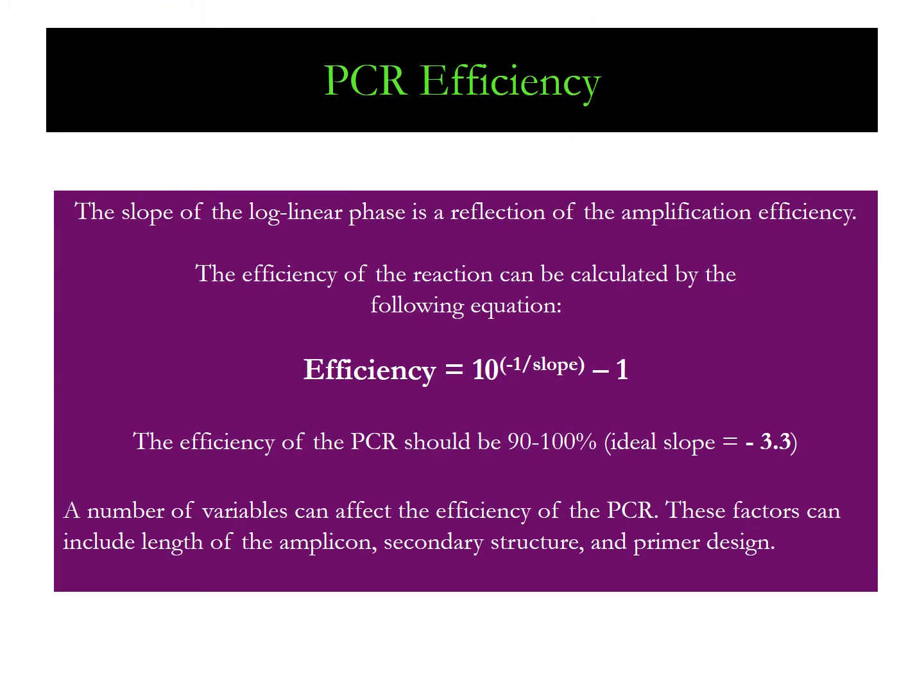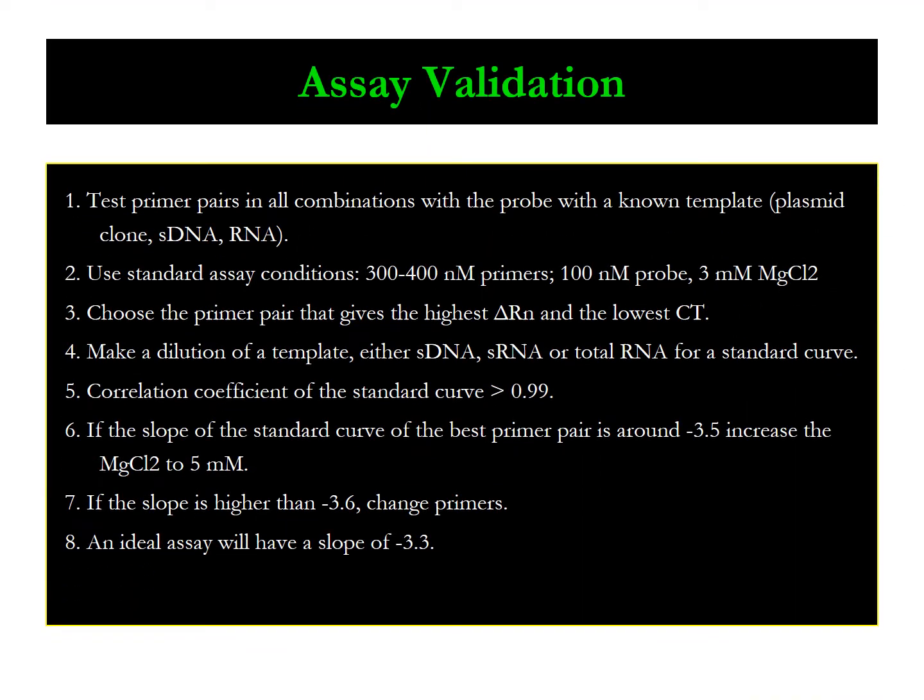Efficiency is calculated using the formula stated in this slide. The efficiency of PCR should be 90 to 100% with an ideal slope of negative 3.3. PCR can be validated by testing the primers in association with their respective target. The primer pair that is chosen should have the highest delta Rn and a lower CT value. In case the DNA template is too concentrated, the researcher may need to dilute the DNA sample.